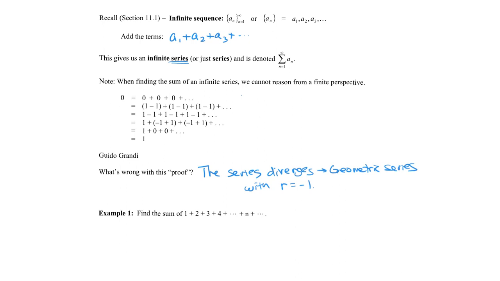But let's look at an example. So example one, we've got this series here. And it's a series because we're adding, right? We're adding these numbers together. They go forever. We want to find the sum of all of these numbers. Well, to get started, let's think about adding some of them together. We could add the first two, then the first three, and then we'd get a bunch of sums.